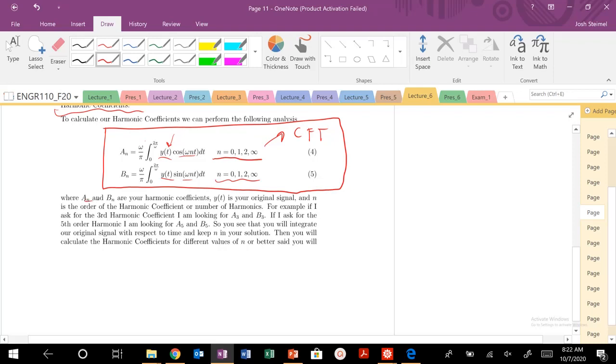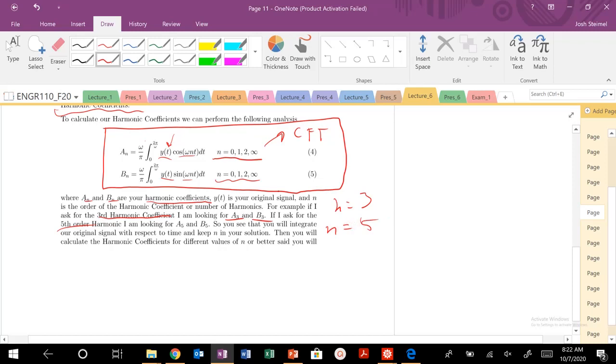Each of those values of n corresponds to different harmonic coefficients, and y of t is our original signal. So if I ask you for the third harmonic coefficient, I'm saying n equals 3. So I'm looking for a sub 3 and b sub 3. If I ask for the fifth order harmonic, then I'm looking for n equals 5, and so on.